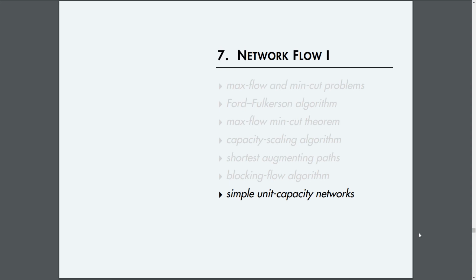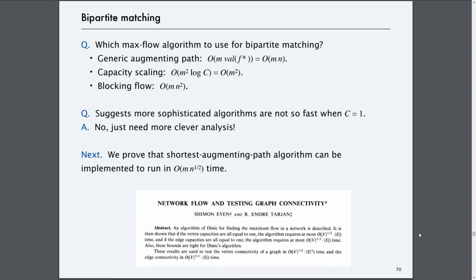One more thing we want to look at. This is for bipartite graphs. So, which max flow algorithm should we use if we want to find a bipartite matching?